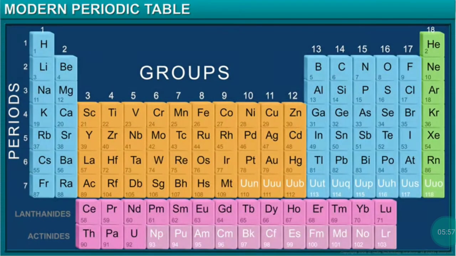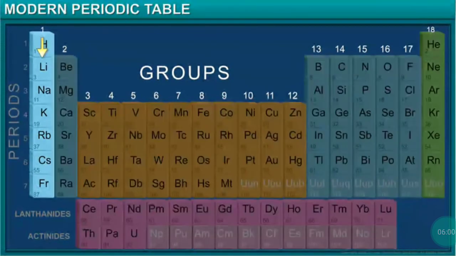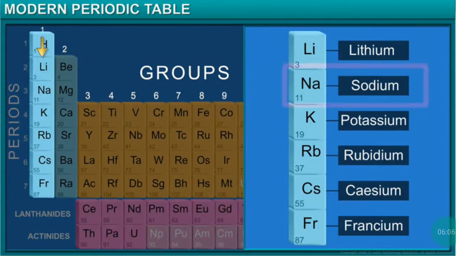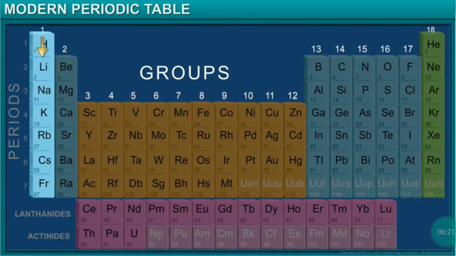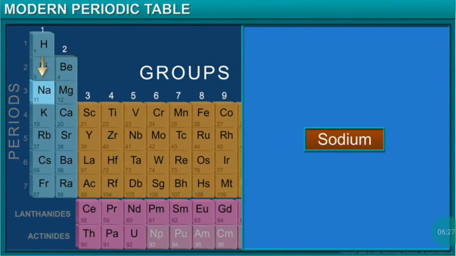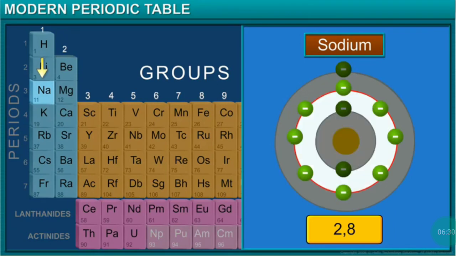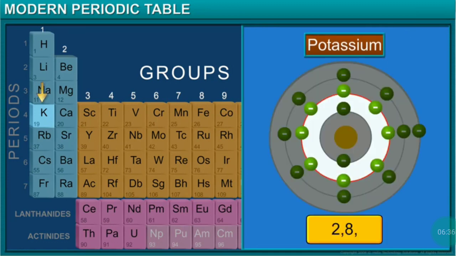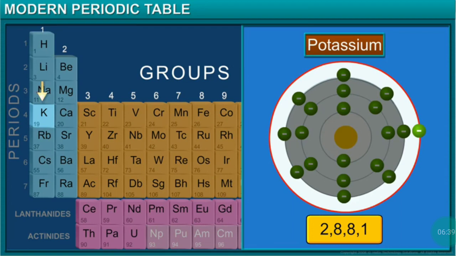the elements present in group 1 of the periodic table are lithium, sodium, potassium, rubidium, cesium, and francium. The electronic configuration of lithium is 2,1. Sodium 2,8,1. Potassium 2,8,8,1, and so on.